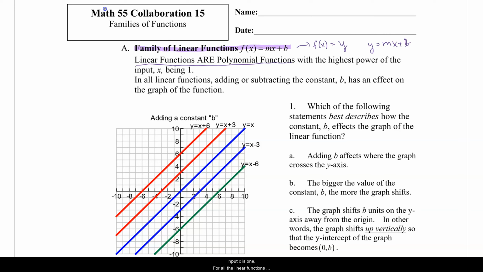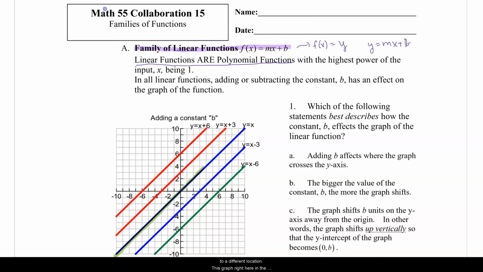For all the linear functions, when we add or subtract this constant b on the function, it actually causes the graph to move. This idea of adding or subtracting or multiplying by a number onto a function is called a transformation. We are changing the original function to look like something else, but only by picking it up and moving it to a different location.